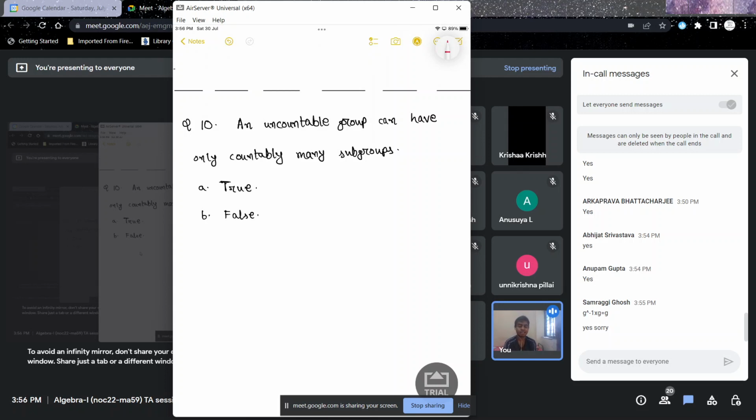So what this means is, does there exist an uncountable group which has precisely countably many subgroups? The number of subgroups of that group is countable. So there exists an uncountable group which has exactly countably many subgroups. Is this true or is this false? Okay, this is true. So why do you say so?